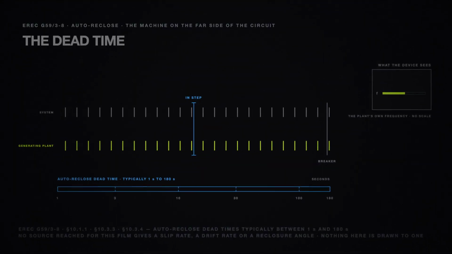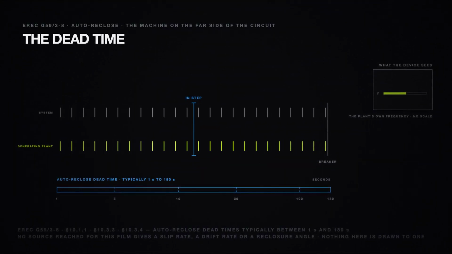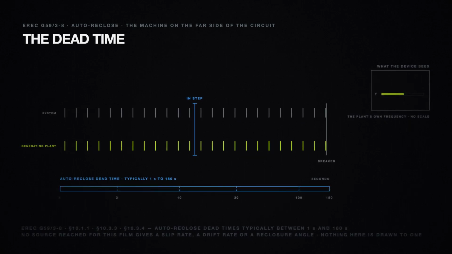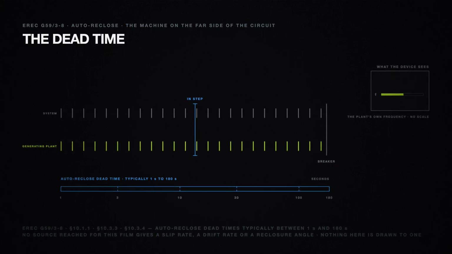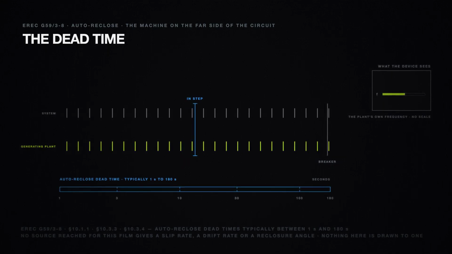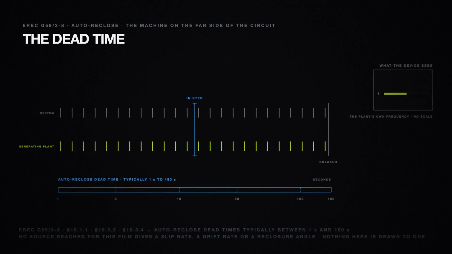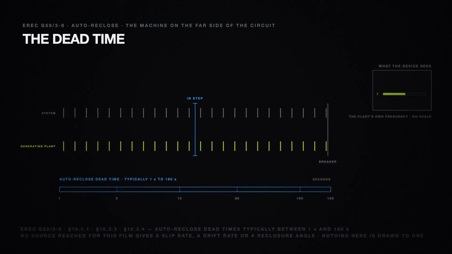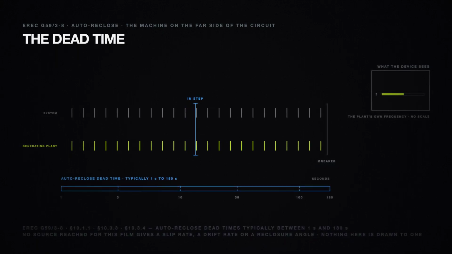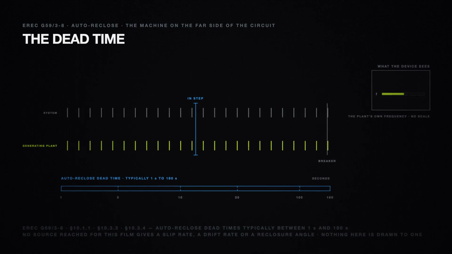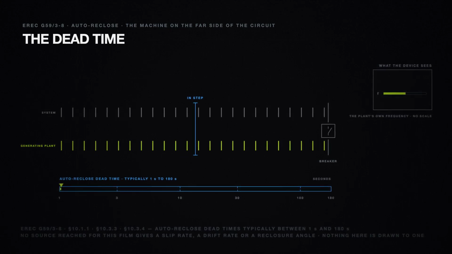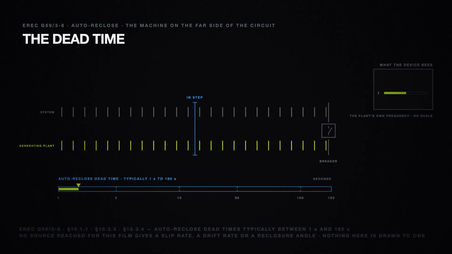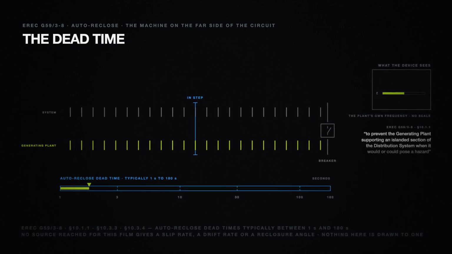A distribution circuit that has tripped will try to close itself again somewhere between 1 second and 180 seconds later. That interval is the dead time, and the range is the British Engineering Recommendation's own. Auto-reclose dead times typically between 1 second and 180 seconds. Put a generator on the far side of that circuit. When it opens, the machine and its load are cut off from the system, and for a moment neither knows it. The recommendation gives 2 reasons.